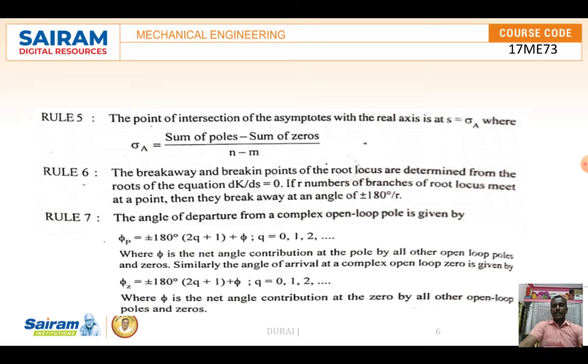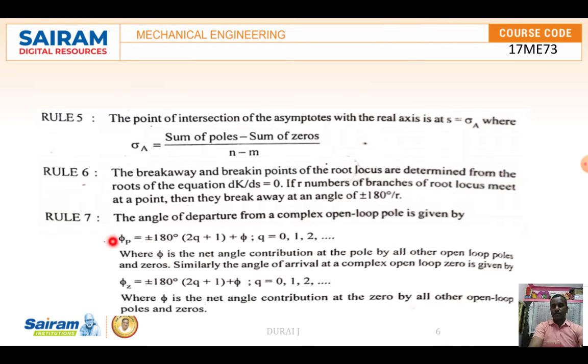So breakaway and break-in points of the root locus are determined from the roots of the equation dK/ds equal to 0. That means a first order differential equation. If r number of branches of the root locus meet at a point, then the breakaway angle is plus or minus 180 degrees by r. Okay, so this is rule 6.